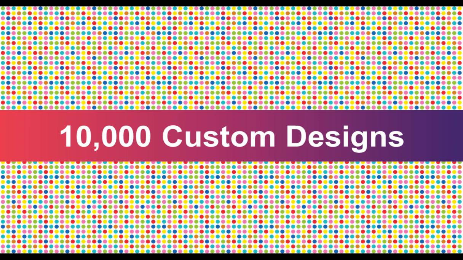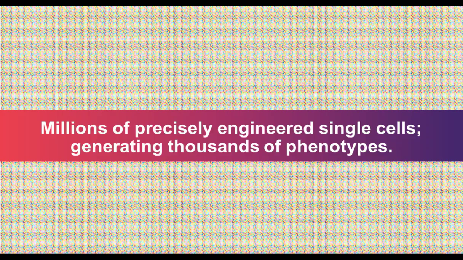So we can do, if you remember, 10,000 different custom designs on a single run across a population of E. coli, for example. What this leads to is millions of precisely engineered single cells that you can then take downstream and generate the phenotypic response from all of these mutations that you've made into the individual cells.